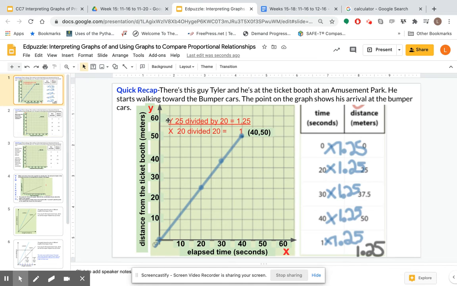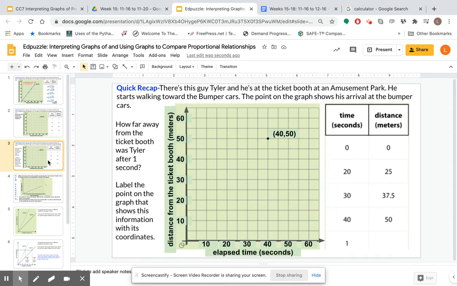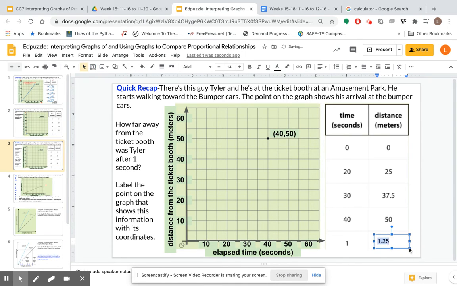So you set up your fraction, Y always goes on top, X always goes on the bottom, and to find the unit rate, you always divide by that bottom number, and that's how we got 1.25 over 1. And the constant of proportionality is just a fancy word for unit rate, all right? So back to this question. How far away from the ticket booth was Tyler after 1 second? Well, he was 1.25 meters, okay?